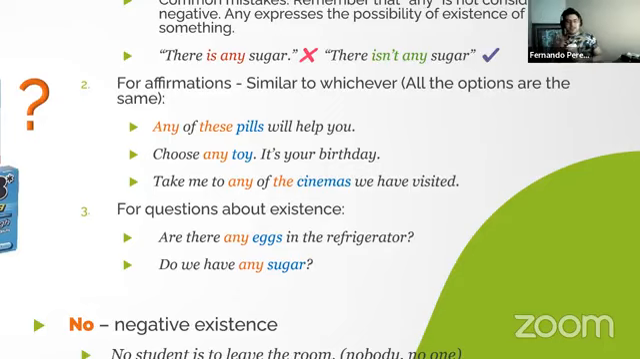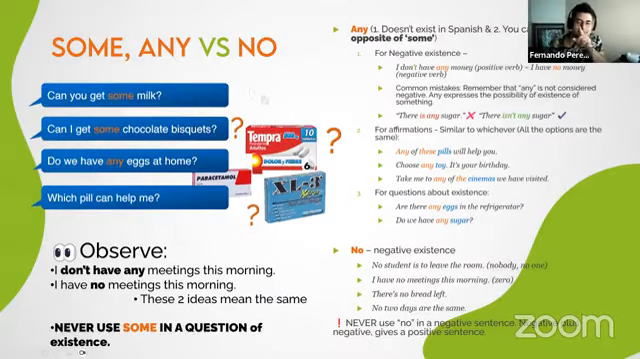So what about some? Some is used in questions when we are super sure, usually with the auxiliary can. If you have, do you have? Never use some if you are not sure, use any. If you are not sure of the existence, always, always, always use any.